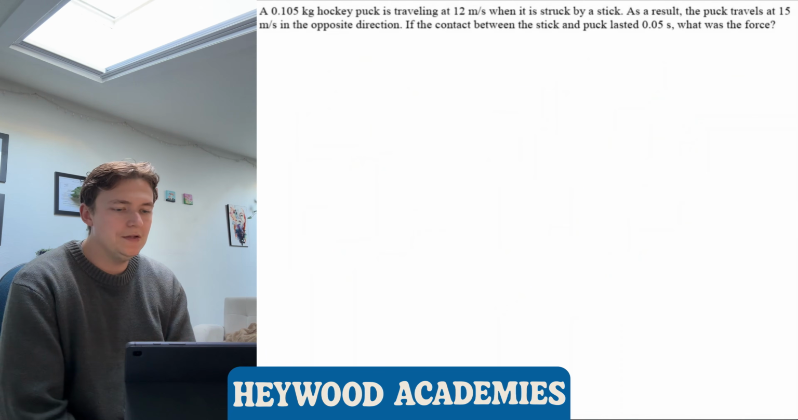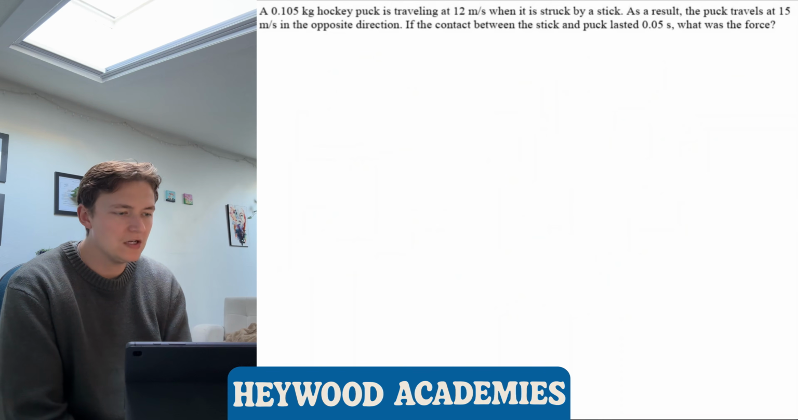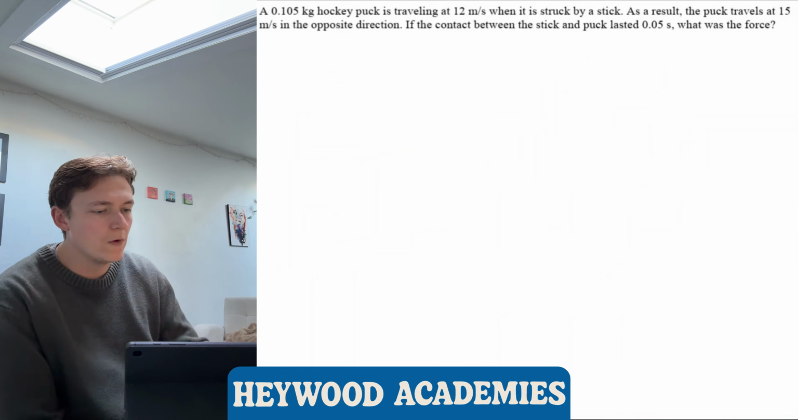A hockey puck is traveling at 12 meters per second when it is struck by a stick. As a result, the puck travels at 15 meters per second in the opposite direction. If the contact between the stick and the puck lasted 0.05 seconds, what was the force?